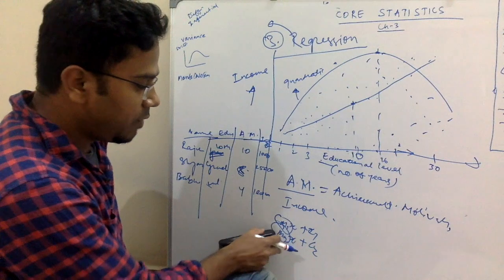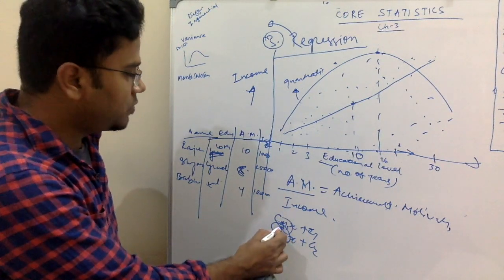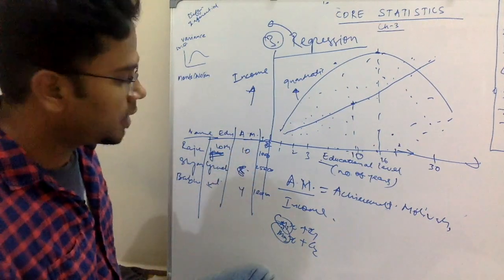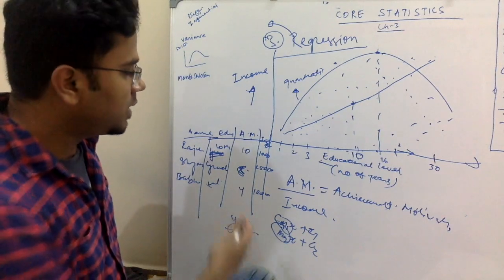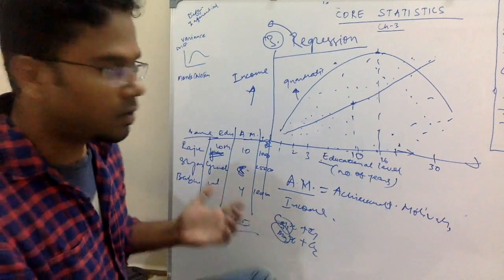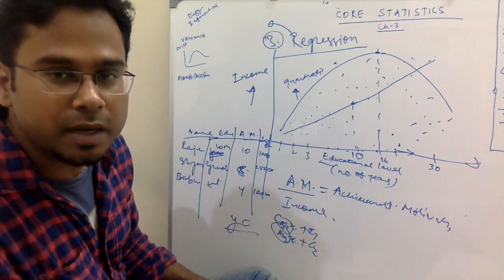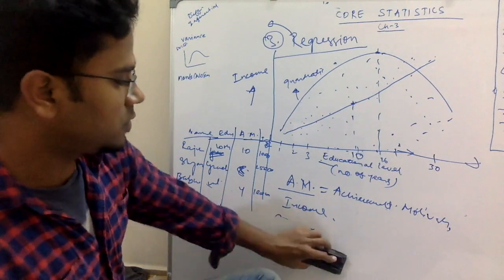So if m1 is greater than m2, so let's say 1 means education, m for education is greater than m for achievement motivation in the whole equation of the linear regression, then we would say that education has a higher effect on income than your achievement motivation, right? Okay, that's true. If it is complicated, don't worry. If you are not able to understand, it's all right.